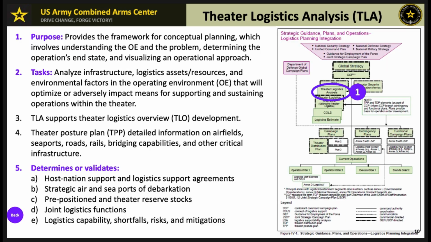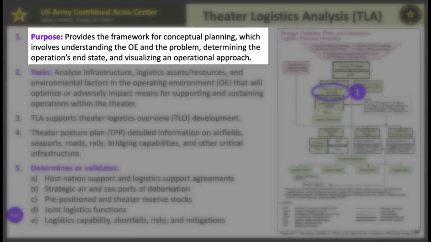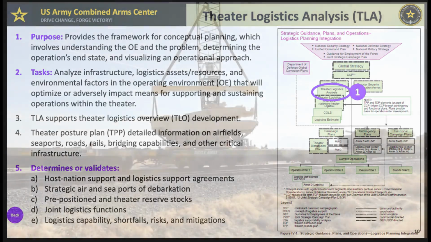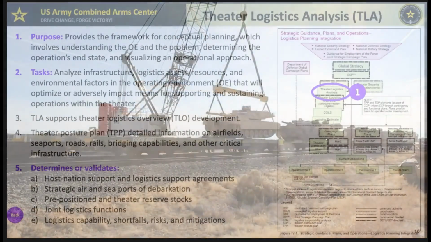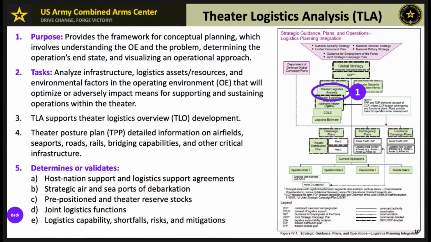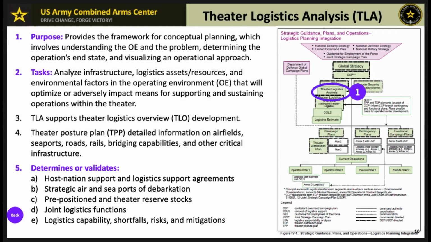Theater Logistics Analysis, or TLA, serves as the foundation for understanding and addressing the logistics challenges and opportunities within the operational environment. It provides a comprehensive framework for conceptual planning by assessing critical infrastructure, logistics assets, and environmental factors that could impact the support and sustainment of operations. TLA identifies what resources are available and what obstacles must be overcome, ensuring that logistics planners and commanders have a clear picture of the operational landscape.